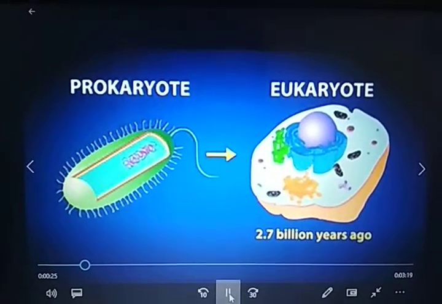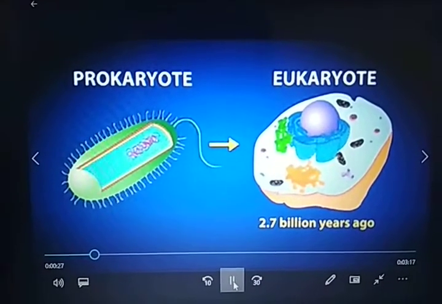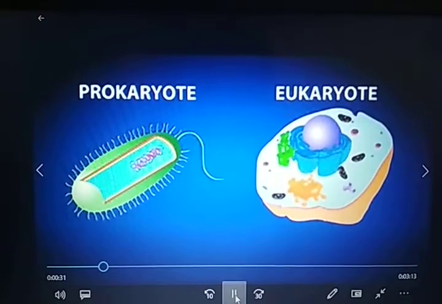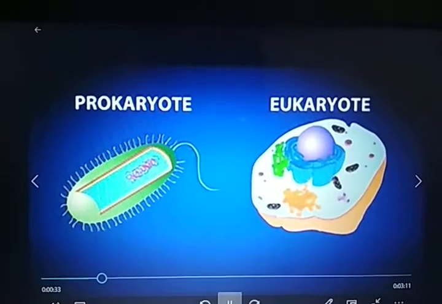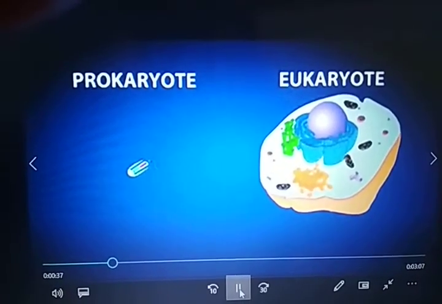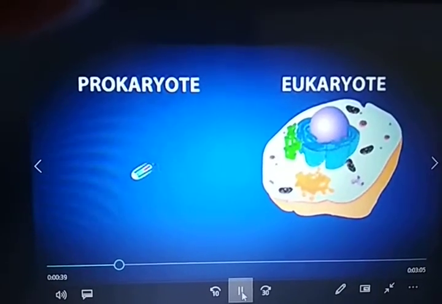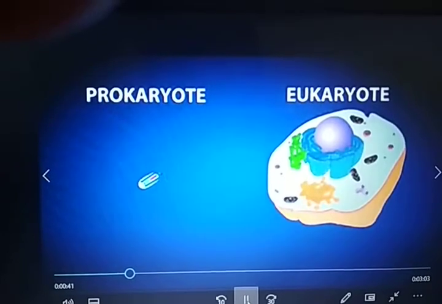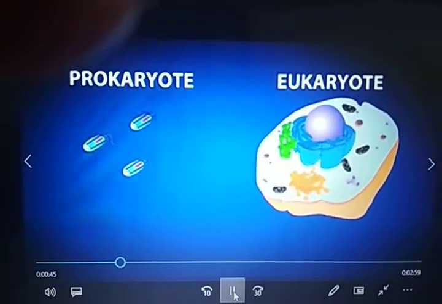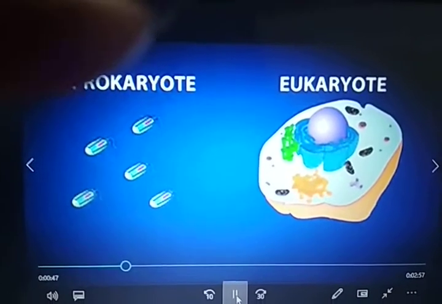If you take a look at prokaryotic and eukaryotic cells side by side, you can see a number of differences. To begin with, prokaryotic cells are a lot smaller than eukaryotic cells and have a simpler structure. But bear in mind that this simple structure is actually a good thing for prokaryotes because it allows them to reproduce very quickly and very effectively.